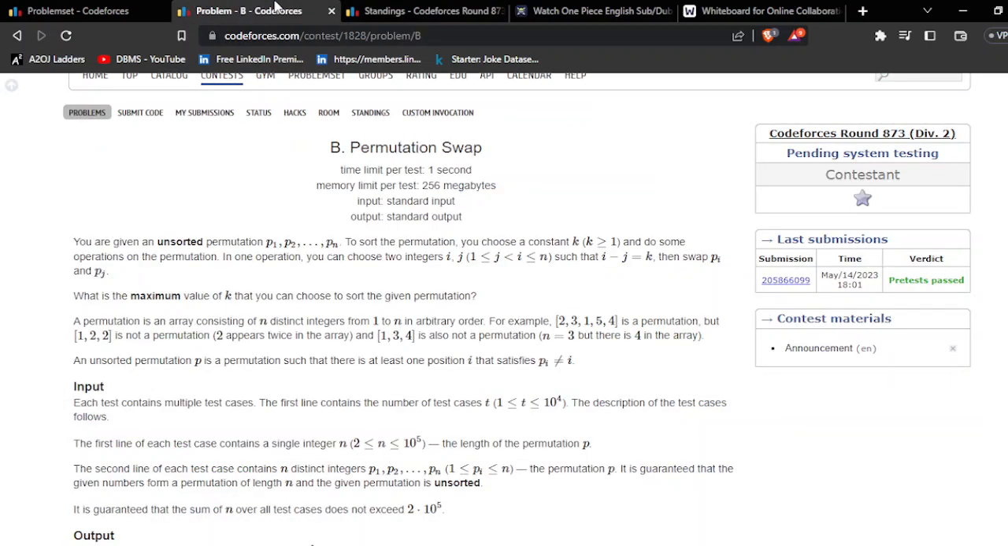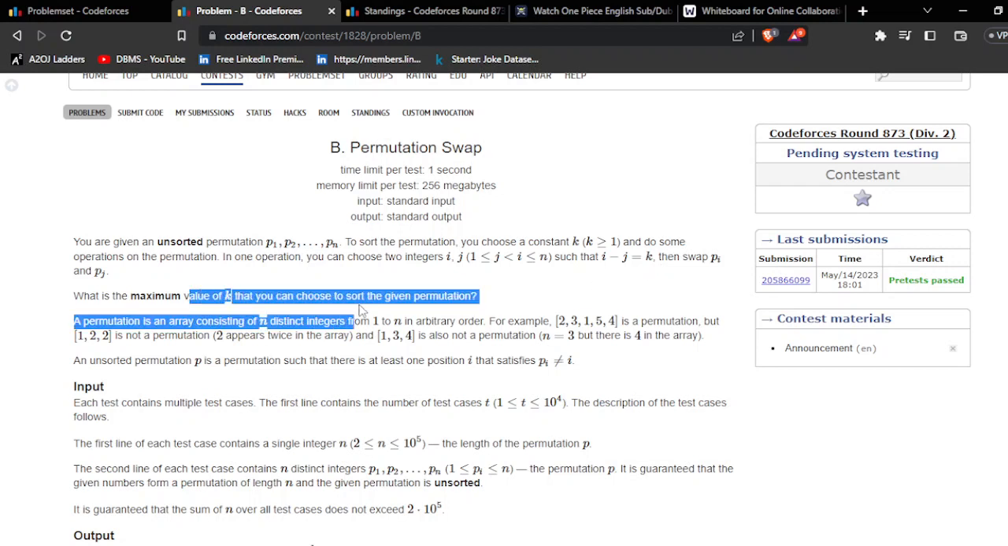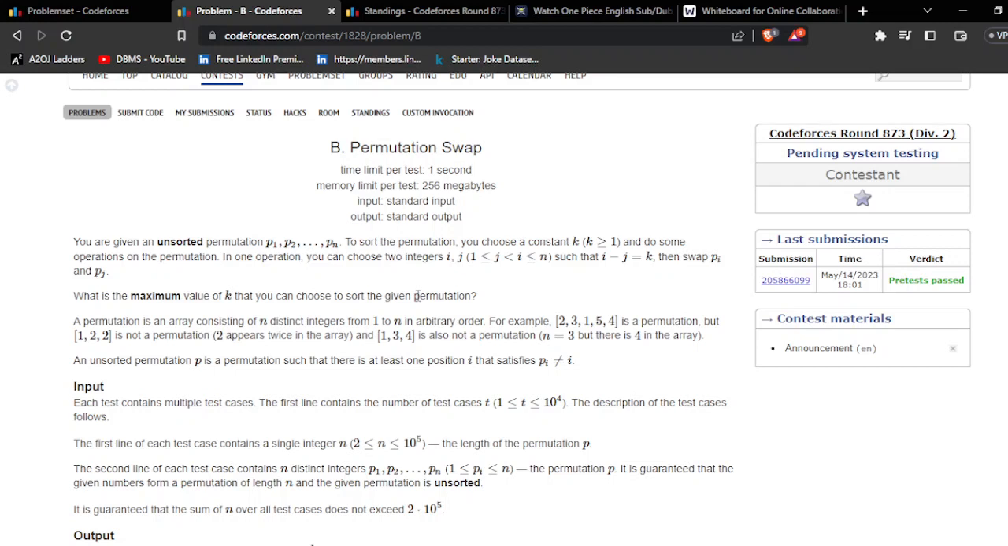Today we are going to discuss problem B, permutation swaps, from Codeforces around 873. The problem is that we are given an unsorted permutation, and to sort that permutation we can choose a constant integer k and do some operations. We can swap two integers in the ith position and jth position, such that i minus j should always be equal to k. And what is the maximum value of k that you can choose to sort the given permutation? The problem is like that.